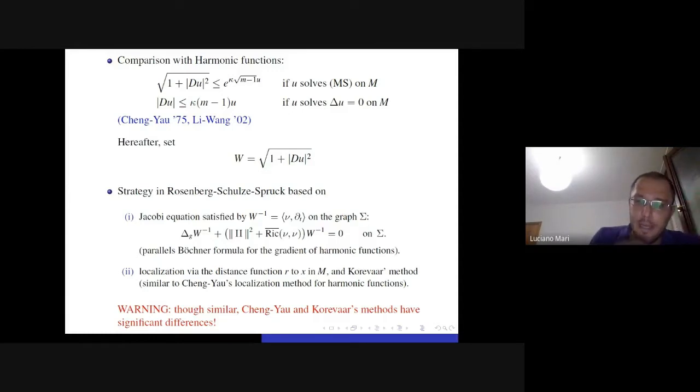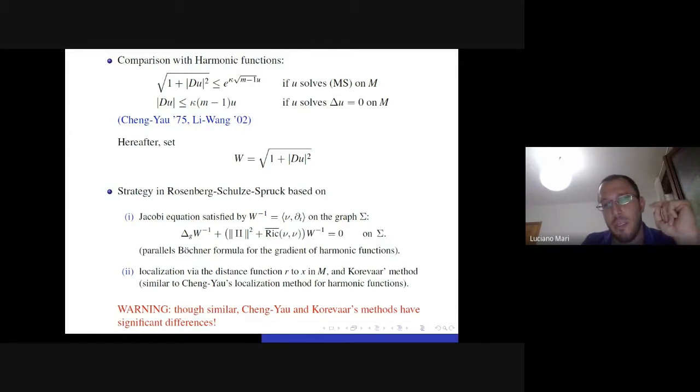I should say that Bombieri, De Giorgi and Miranda used the Jacobi equation, I think that was in '69, so it was at the beginning of the rise of geometric analysis, and they were among the first people who computed some differential inequalities on the graph and not on the base manifold. And this was one of the tricks. However, they use integral estimates instead of localization and Korevar's method, because they can avail of a Sobolev inequality on the minimal graph in Euclidean space.